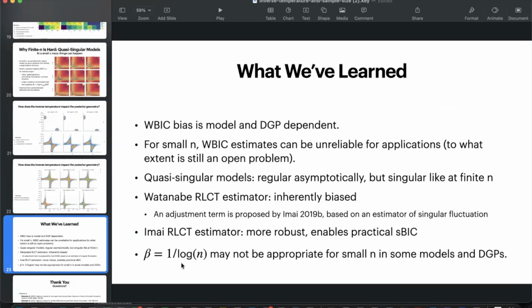Beta equal to 1 over log n is a great asymptotic relation, but there's still a bit more work to be done for finite samples.